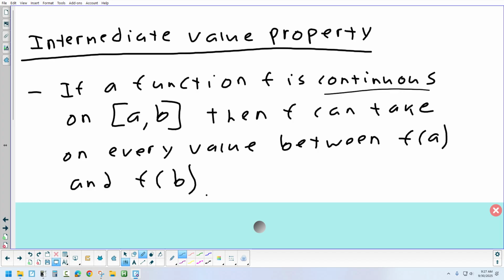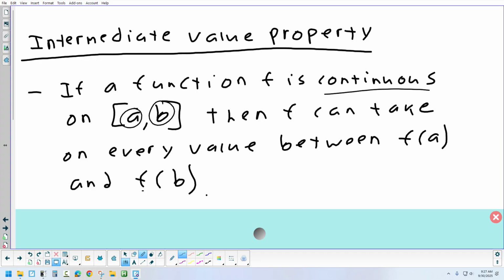Then, if you find the y value when you're at A, and you find the y value when you're at B, I guarantee you will go through every y value between the two. You might even go through more. I can't guarantee that, but I can guarantee you'll go through all of those.